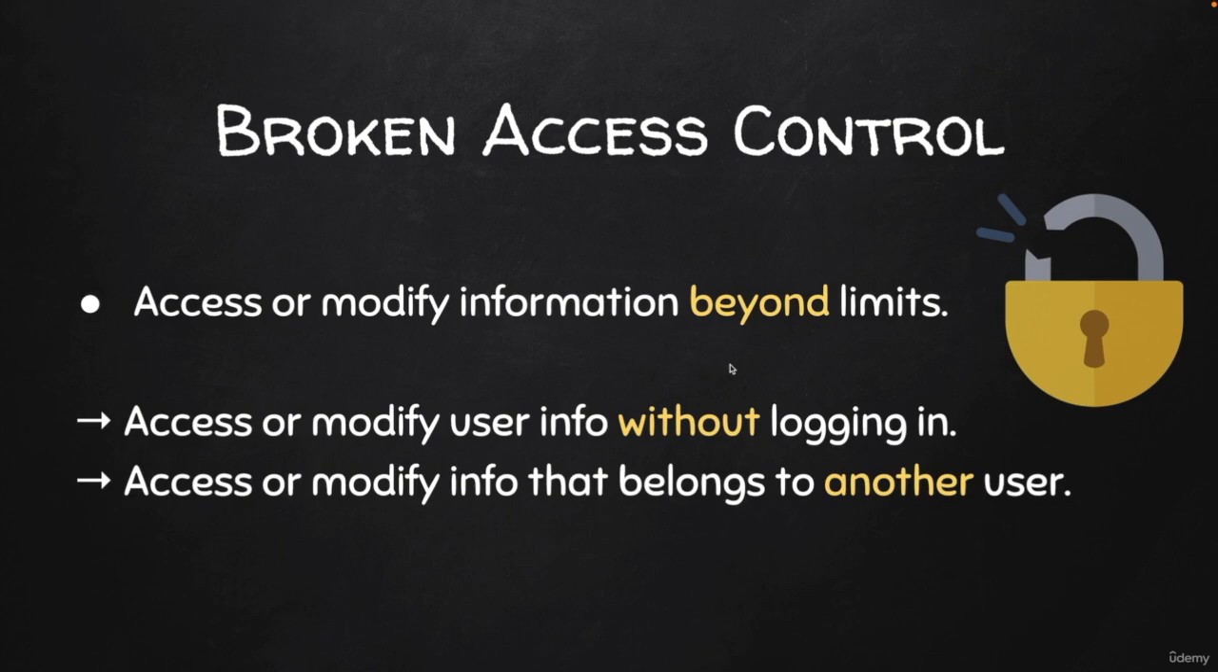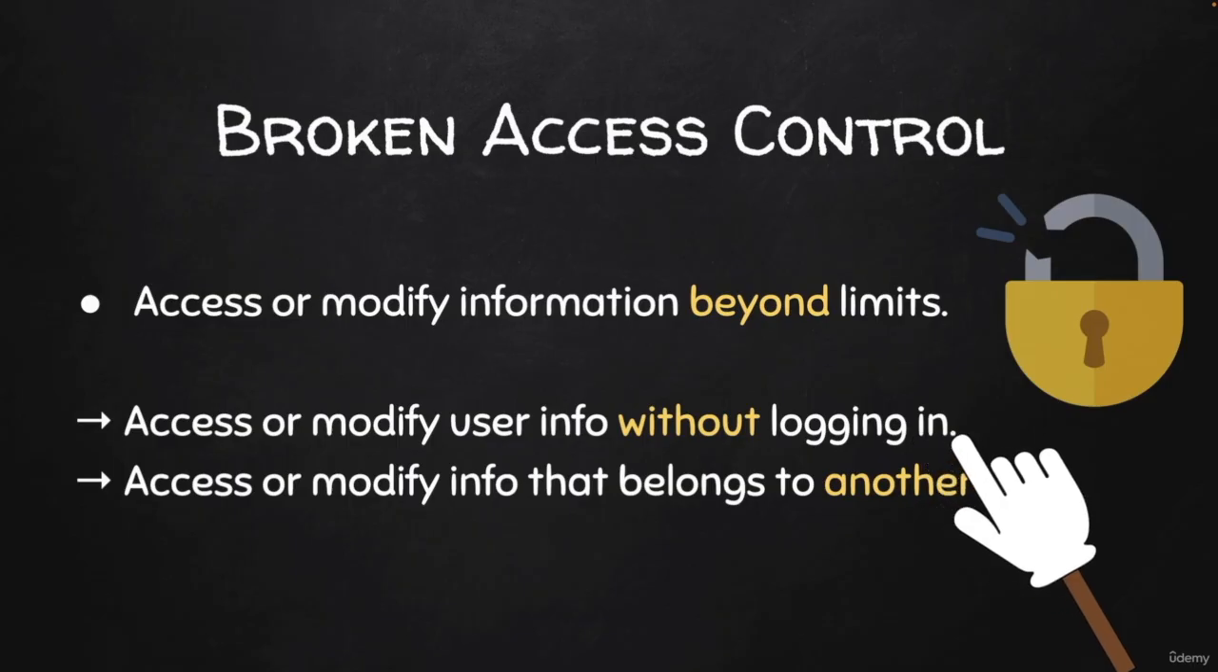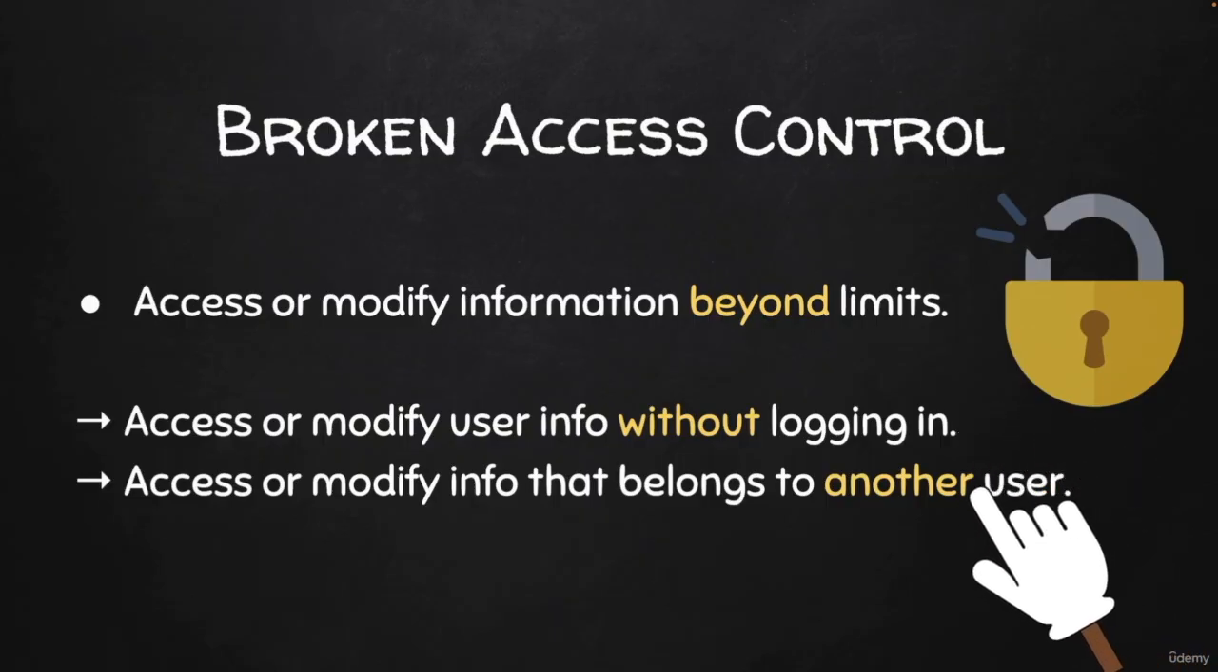So, when looking for broken access control vulnerabilities, we're trying to see if we can access or modify information that does not belong to us. We can do this by trying to access or modify data without logging in, and then we can create an account on the target web application if it allows you to, and see if you can access or modify data that belongs to another user. And we'll have a lot of examples of this as we go through this section, so don't worry about it.